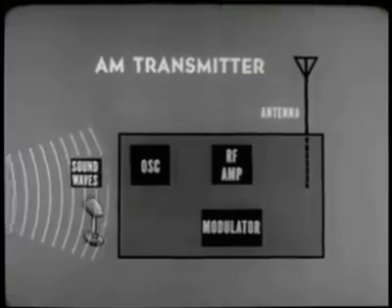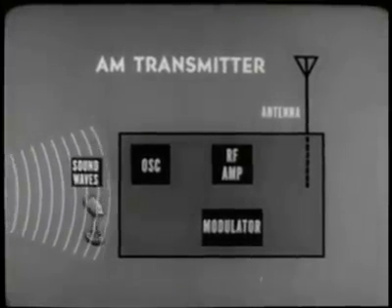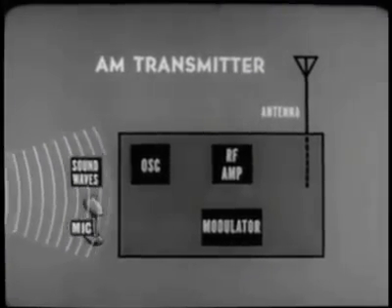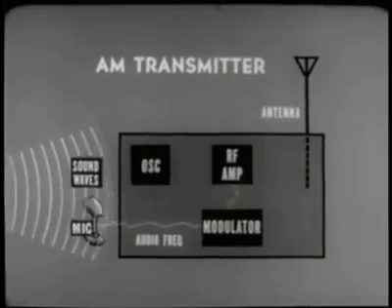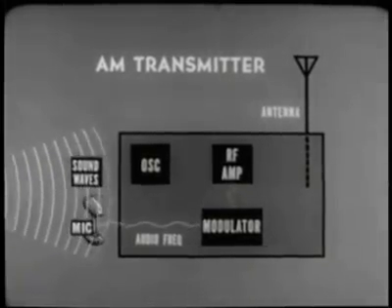Let us review in detail the separate actions which take place in an AM transmitter. The information or intelligence to be transmitted starts as sound waves which travel through air. The microphone picks up these waves and transforms them into electrical energy. Now the intelligence travels into the transmitter, taking the form of audio frequency voltages.